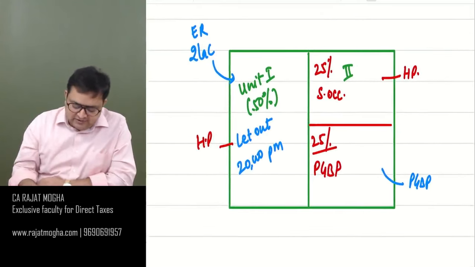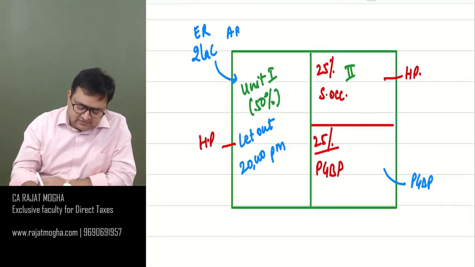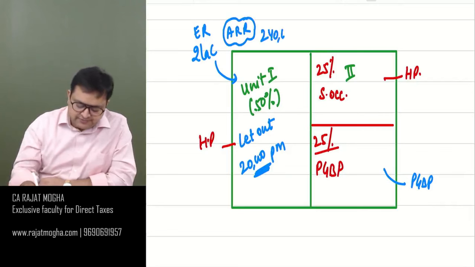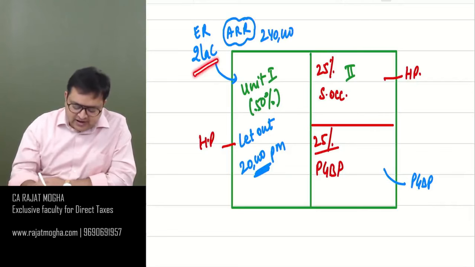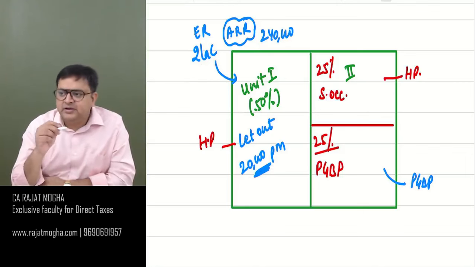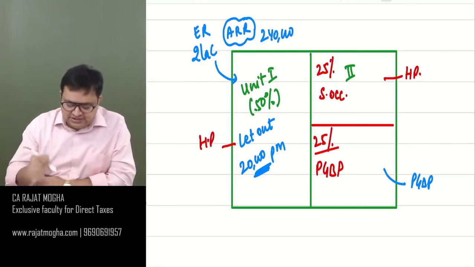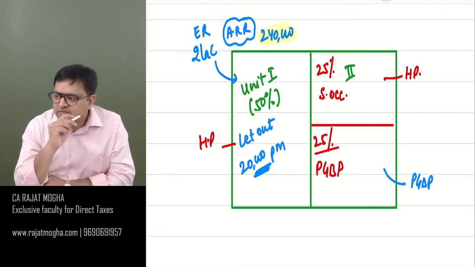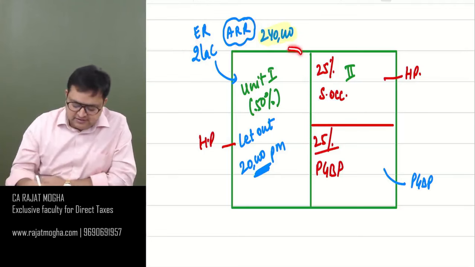And guys, what is the actual rent receipt or receivable of this? 20,000 into 12, 240. Expected rent is 2 lakh, actual rent is 240. I believe 20,000 per month, right, Aditya? So it is 2 lakh or 240, whichever is higher. So I believe that the GAV would be 240. Expected rent or actual rent, whichever is higher. So for this particular property, we'll get GAV as 240.